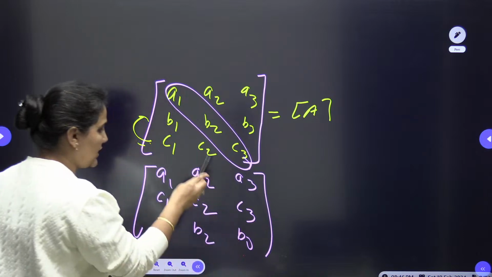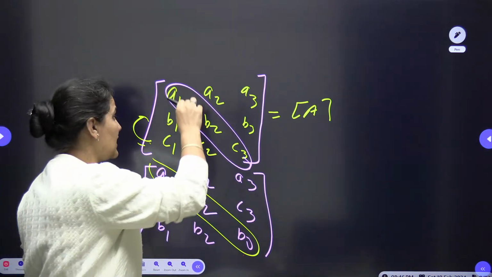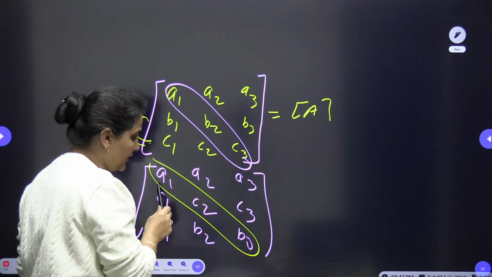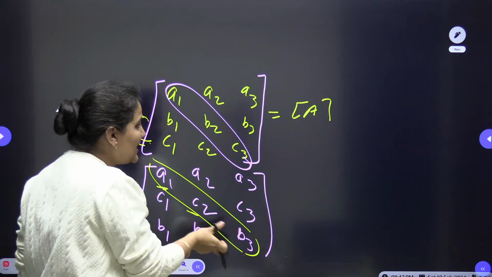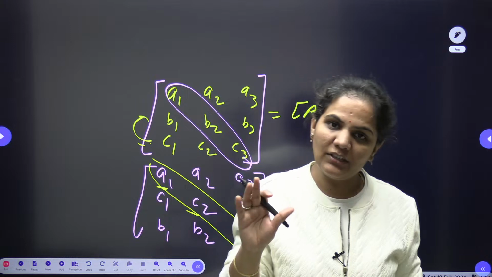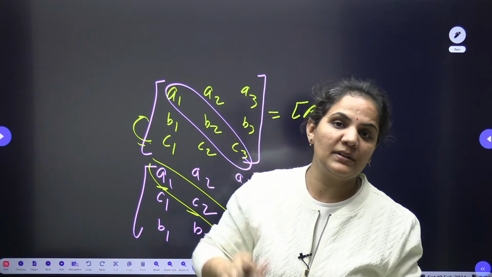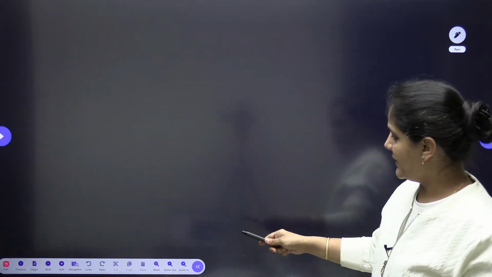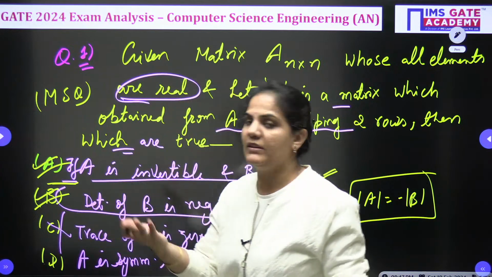So you can see that earlier the trace was A1 plus B2 plus C3. Now the trace is A1 plus C2 plus B3. Very easily you can see that the trace will change, it is not that the trace will be the same. So if the trace of A is 0, it is not necessary that the trace of B is 0, because the trace will change.